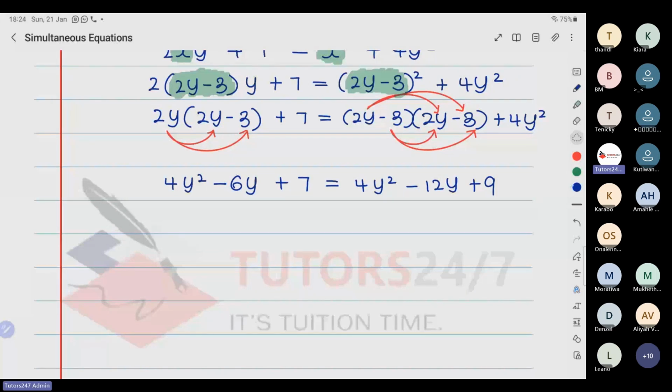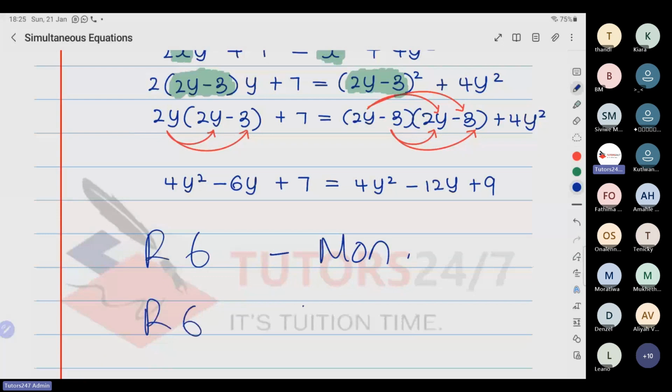Okay, think about it like this. So you borrowed 6 rand from me, right? On Monday, you borrowed 6 rand. Then Tuesday, you came back and you borrowed another 6 rand. How much do you owe me now? I owe you 12 rand. So think of negatives as owing someone money. So -6, -6.